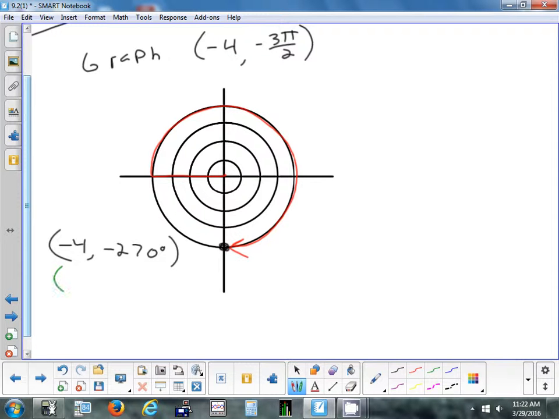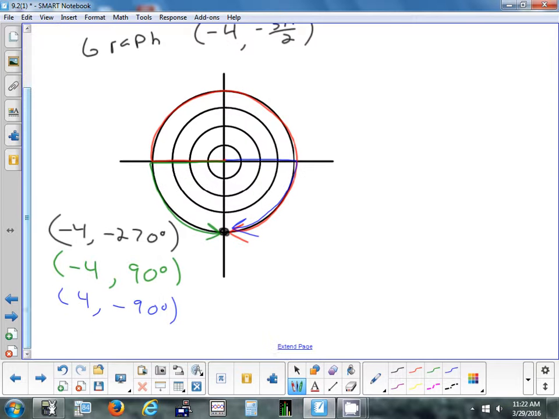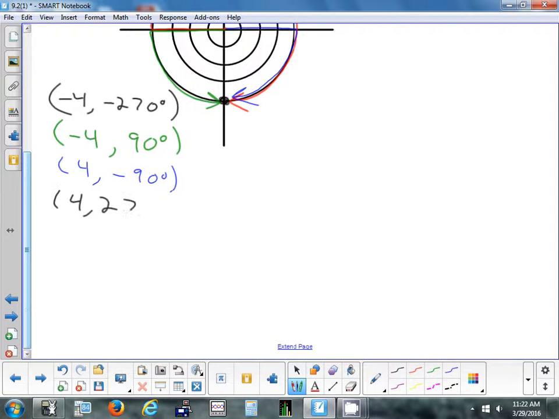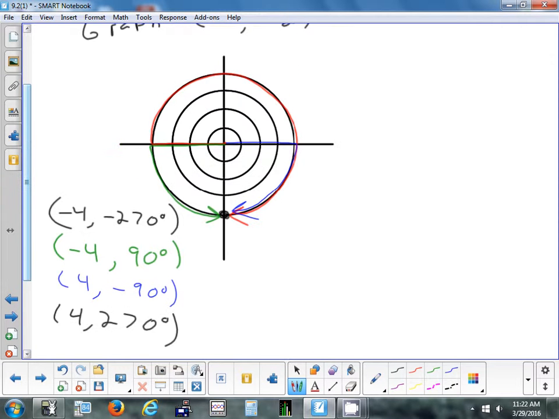All right, so what would you use for a radius? Negative 4, 90. Yep, that'll work. Negative 4, 90. That's good. What's another way? 4, negative 90. Let's see, 4, negative 90. So I could go this way and come in like that. And one more way. 4, 270. Okay, so that's right 4, and then around 270.